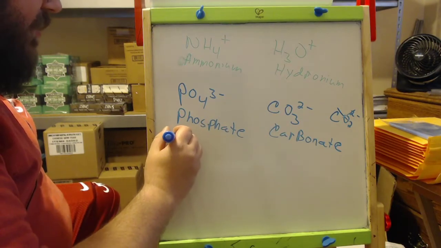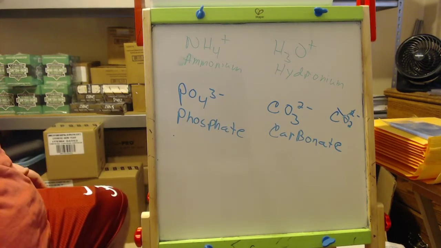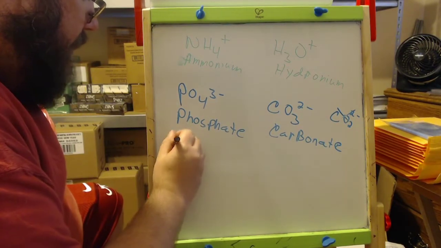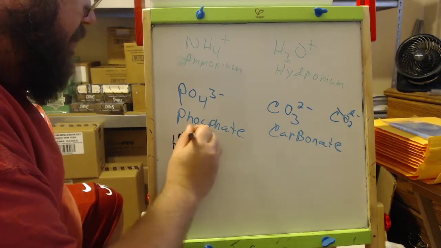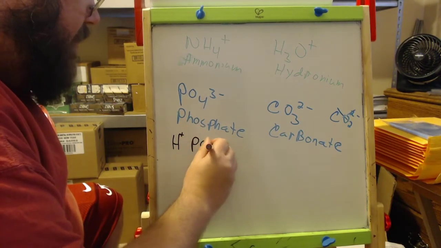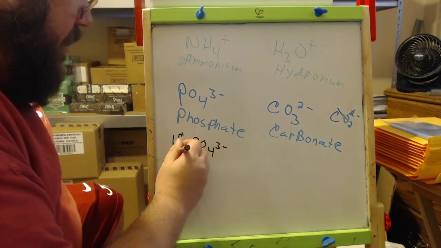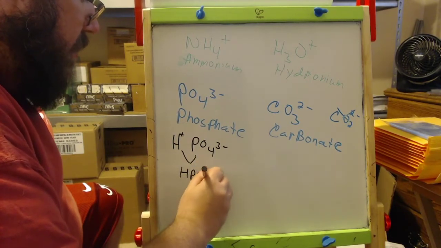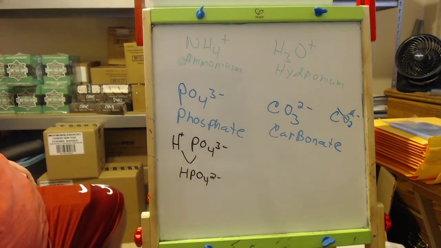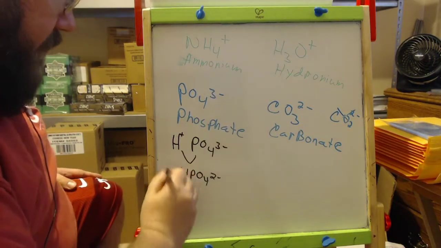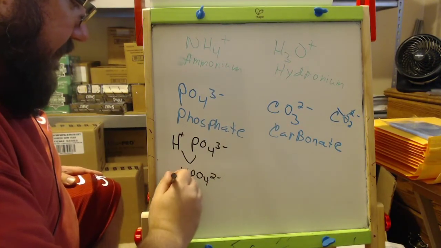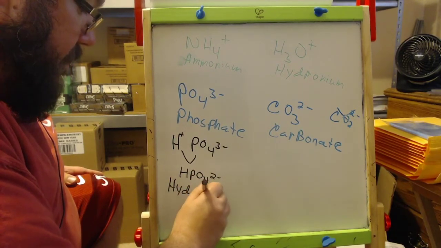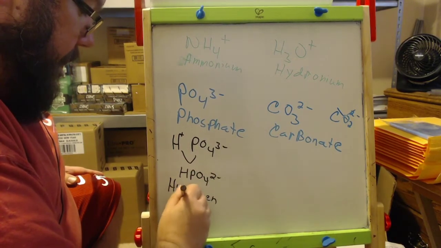What we can do is add a hydrogen to them. Adding a hydrogen is a plus, and we're going to add it to a PO4 3 minus, which gives us HPO4 2 minus. Very creative here. Since this is phosphate and this is hydrogen, we call this ion hydrogen phosphate.